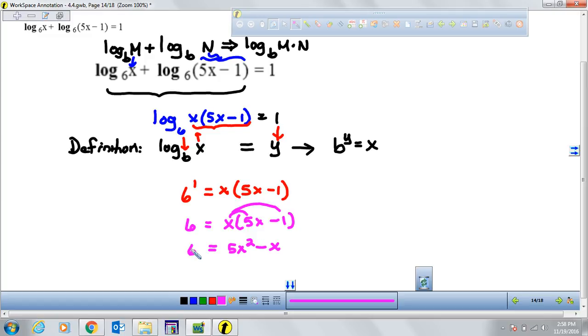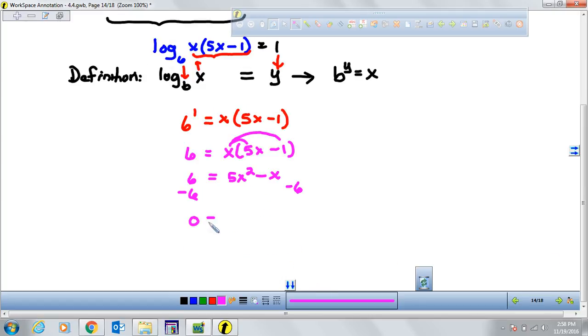Now, since this is a quadratic equation, quadratic means to the second power, that means that we need to try to factor this expression or use the quadratic formula or the square root property to be able to solve this. So the first method that we need to think about is factoring. In order for me to factor this, keep in mind that you need to equal one side of the equation to 0. So I need to subtract the 6 from both sides of this equation. So that gives me 0 equals 5x squared minus 1x minus 6.